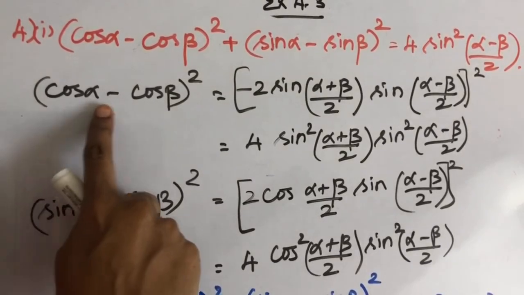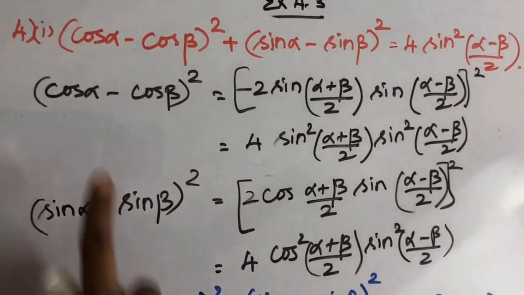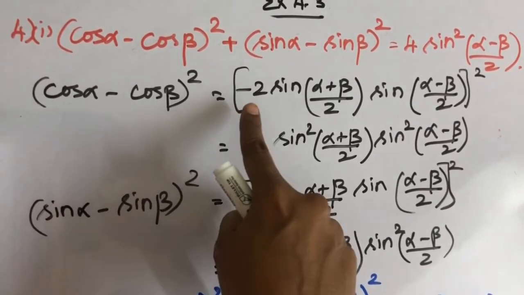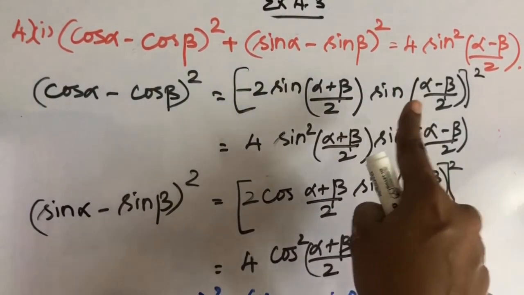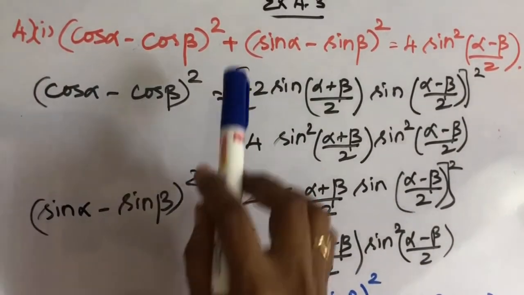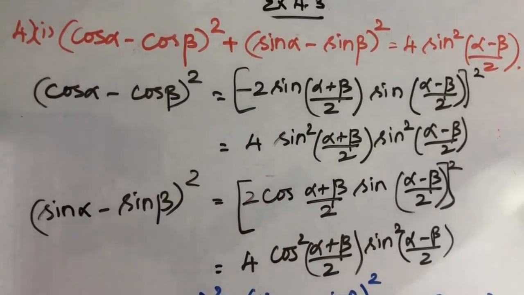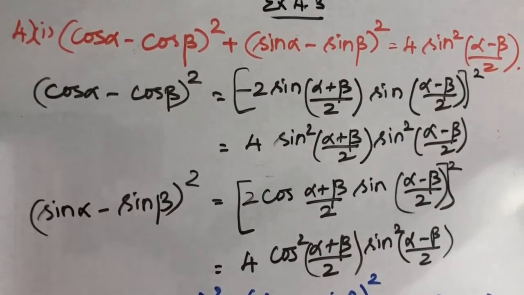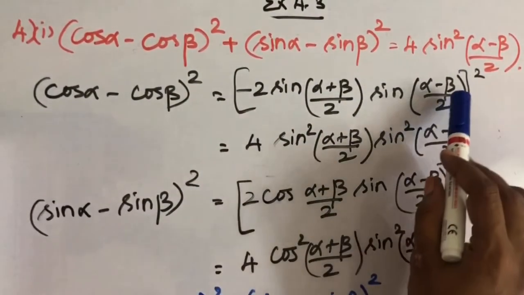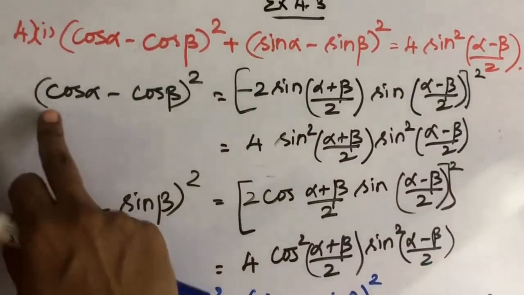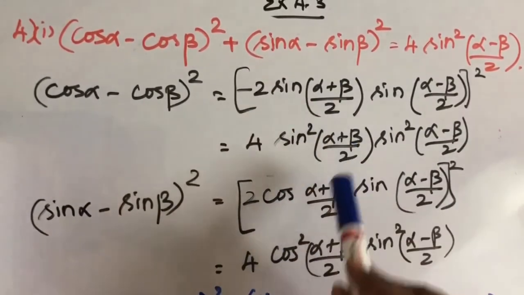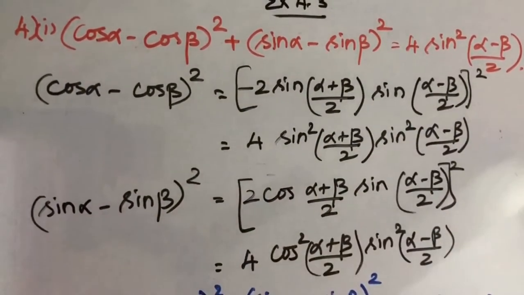Okay. So, cos alpha minus cos beta the whole square. So, cos C minus cos D. Cos C minus cos D is equal to minus 2 sin C plus D by 2 sin C minus D by 2. That is our formula. But here in terms of C we have alpha, in terms of D we have beta. So, cos alpha minus cos beta the whole square is equal to minus 2 sin alpha plus beta by 2 sin alpha minus beta by 2 the whole square. The expression is squared. That is equal to, minus 2 will become 4, sin square alpha plus beta by 2 sin square alpha minus beta by 2.